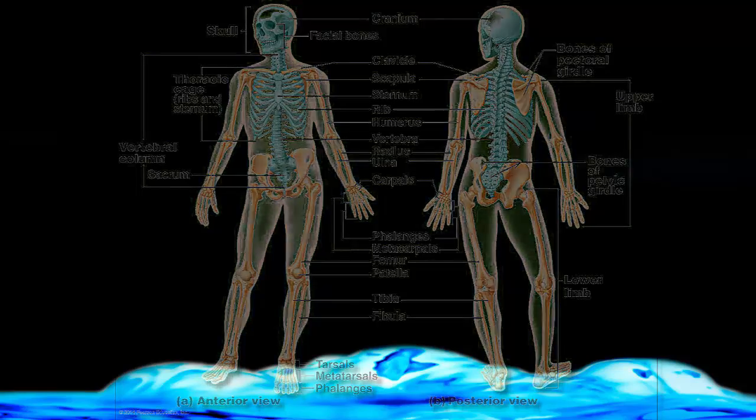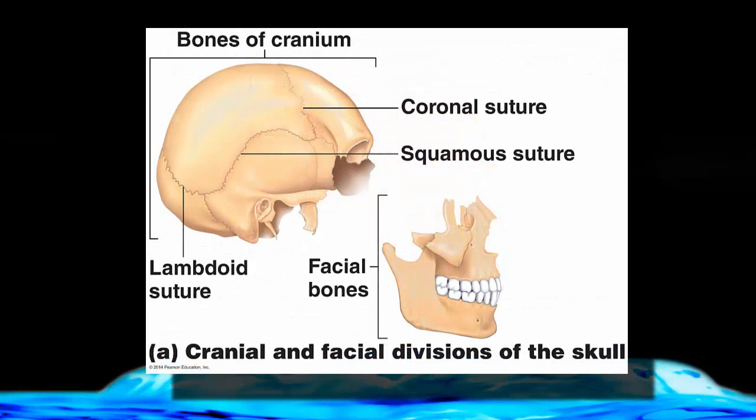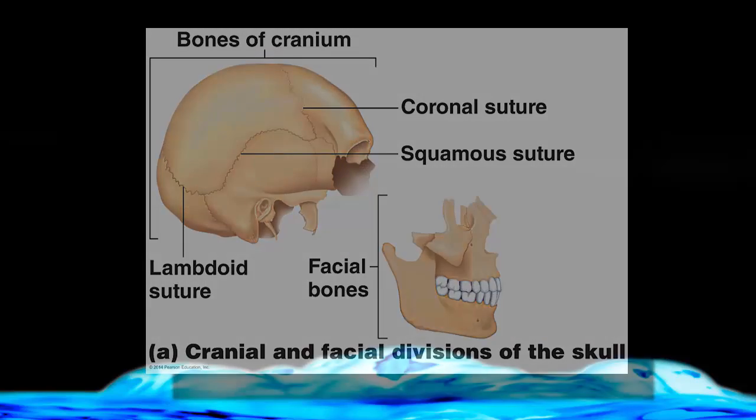Beginning with the axial skeleton, the skull is divided into the cranium, which houses and protects the brain and the brainstem, and the facial bones. Most skull bones are connected to each other through sutures. The mandible is connected to the skull by a synovial joint. We'll be talking about synovial joints in greater detail in Chapter 8.